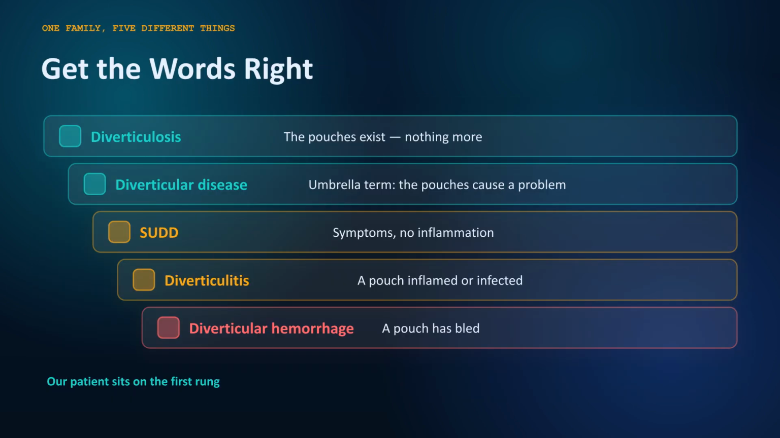Before we go further, let us fix the vocabulary, because these words get used interchangeably on rounds and they should not be. Diverticulosis means the pouches exist, nothing more. Diverticular disease is the umbrella term for when those pouches cause a problem. Symptomatic uncomplicated diverticular disease, or SUDD, means symptoms without inflammation. Diverticulitis means a pouch has become inflamed or infected. And diverticular hemorrhage means one of them has bled. Notice that only the first word describes anatomy. The other four describe what that anatomy is doing to the patient. Our patient today sits on the very first rung.